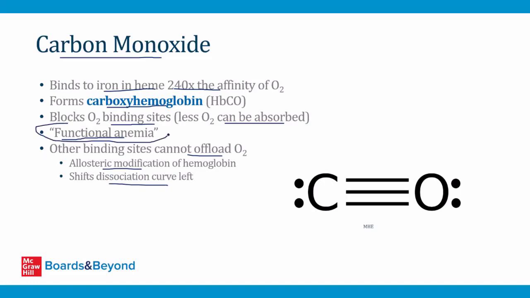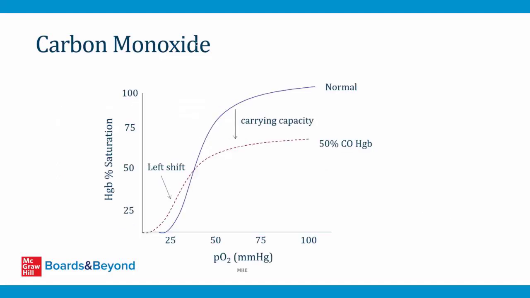First of all, you get this functional anemia where carbon monoxide blocks oxygen binding sites. And then whatever oxygen hemoglobin is able to bind, it cannot offload because the curve is shifted to the left. So here's a depiction of how carbon monoxide affects the hemoglobin dissociation curve. So the blue curve is normal. The red dotted line is a patient with significant amounts of carboxyhemoglobin.